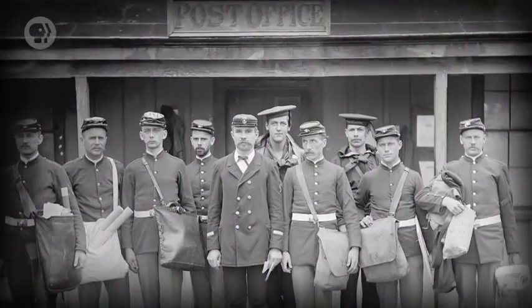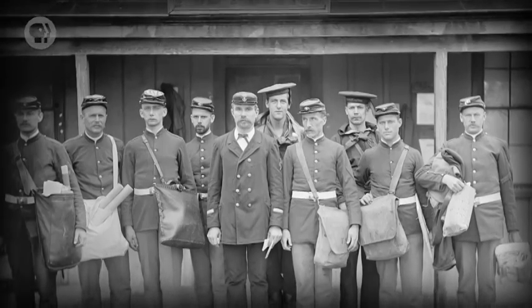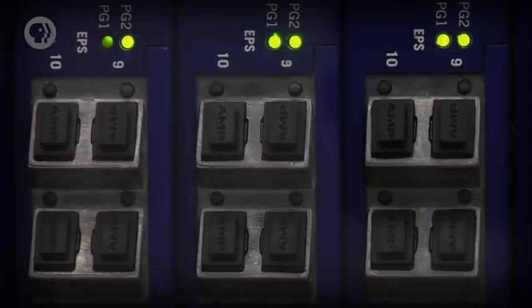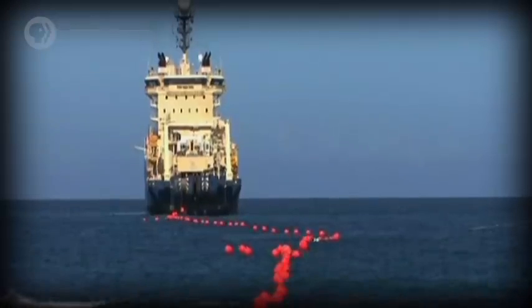forever changed the world. 150 years ago, sending a letter from London to California would have taken 2 to 3 weeks, and that's if you paid for express mail. Today, that email takes a fraction of a second. This million-fold improvement in latency, that's the time it takes for a message to transfer, juiced up the global economy, helping the modern world to move at the speed of light on fibre optic cables spanning the globe.